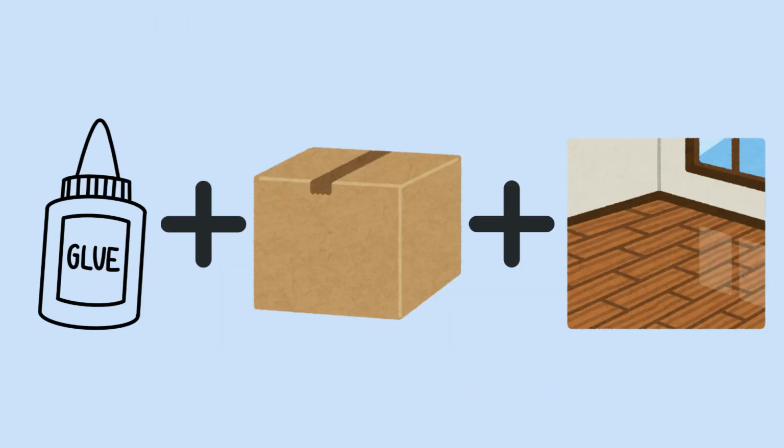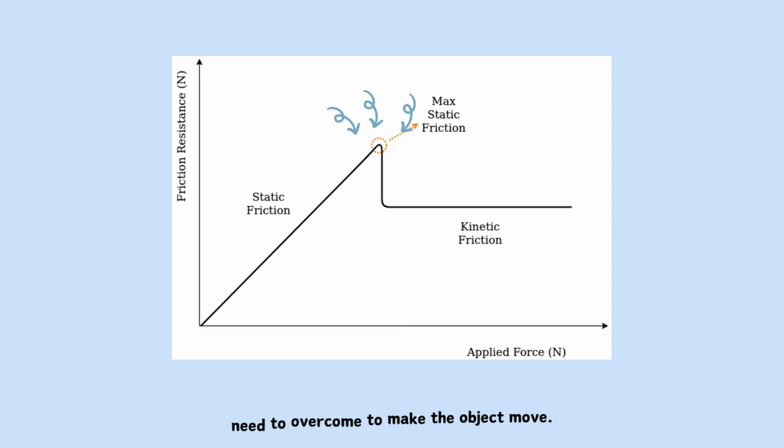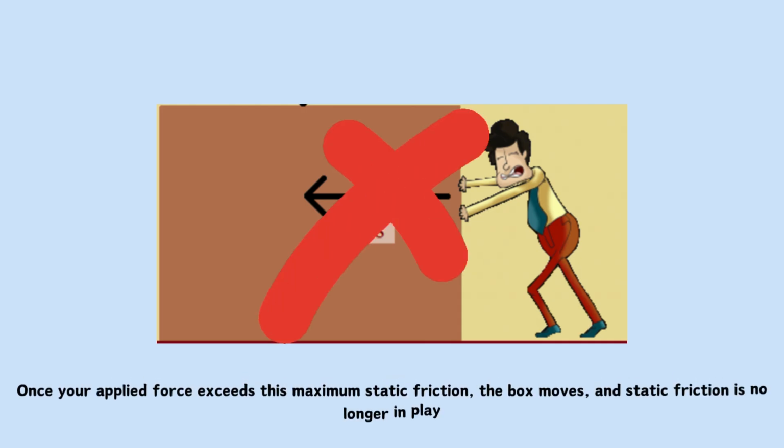Think of it as a glue between the box and the floor. This friction increases with the force you apply up to a point. The maximum static friction is what you need to overcome to make the object move. Once your applied force exceeds this maximum static friction, the box moves and static friction is no longer in play.